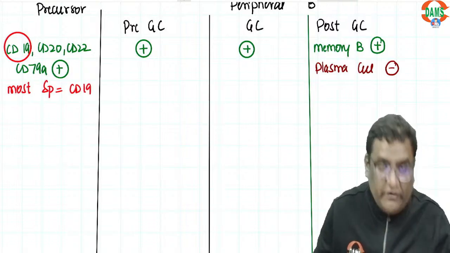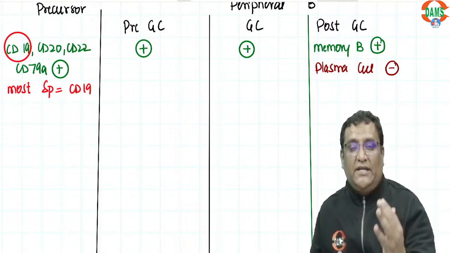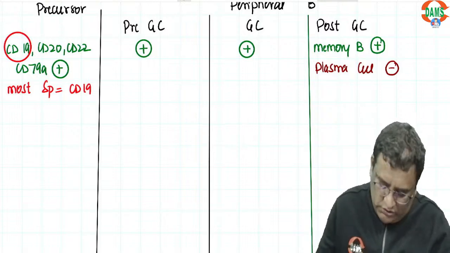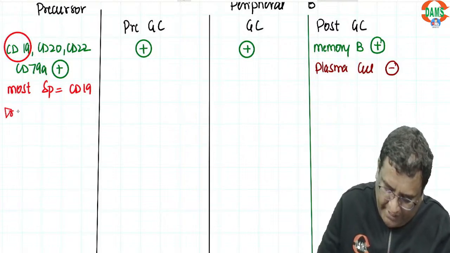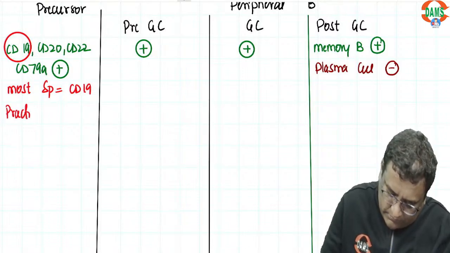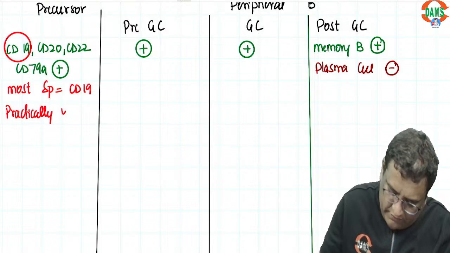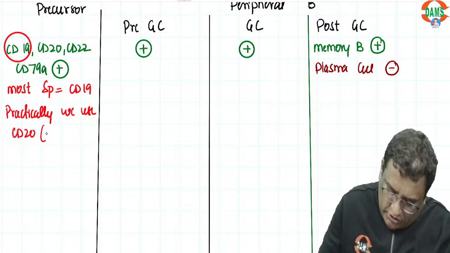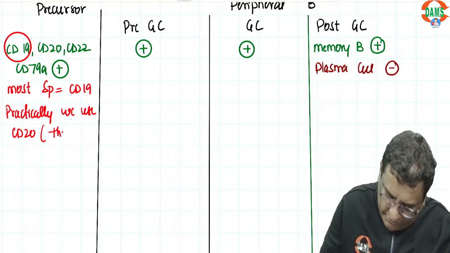CD19 is the most specific. However, in exam or in practice, we use CD20. CD20 has more practical use. So practically we use CD20, not CD19, because it will also help in therapeutic purpose.